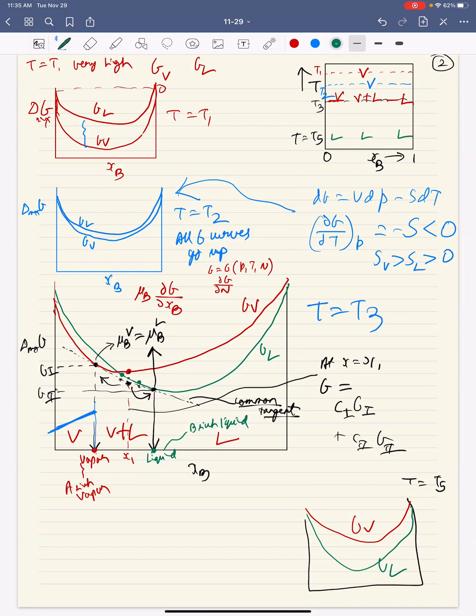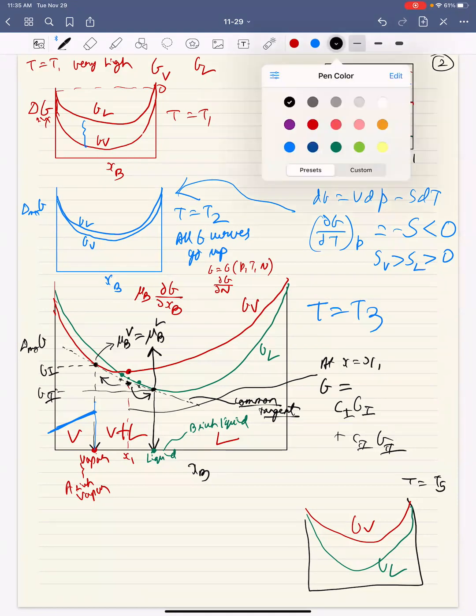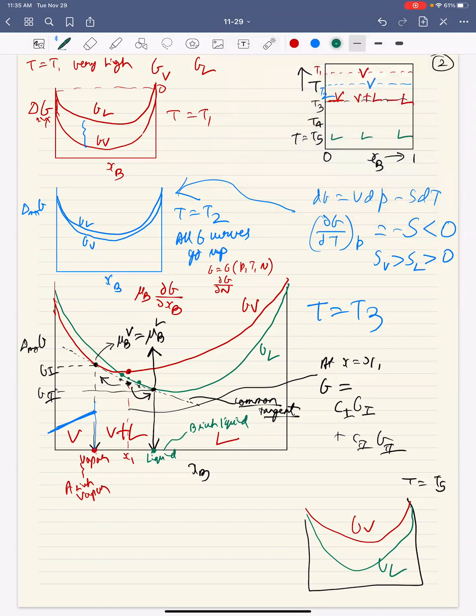Now the final temperature I want to consider here is T equal to T4, something in between T3 and T5, okay? So what happens there is that this green curve continues to move up, right? As we go from T3 to T4, the green curve moves up. The red curve also moves up.